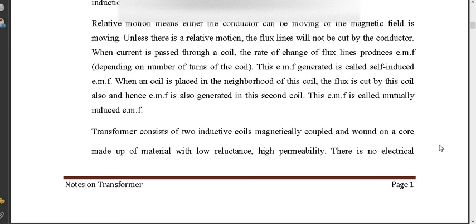There is nothing like primary or secondary written on a transformer. It is as per the load requirement that one has to decide which side will be used as primary and which side will be used as secondary. So primary winding is the one which is supplied, and secondary winding is the one which is loaded. Now when I talk about the core, it should be made up of very good magnetic material, which should have low reluctance and high permeability.